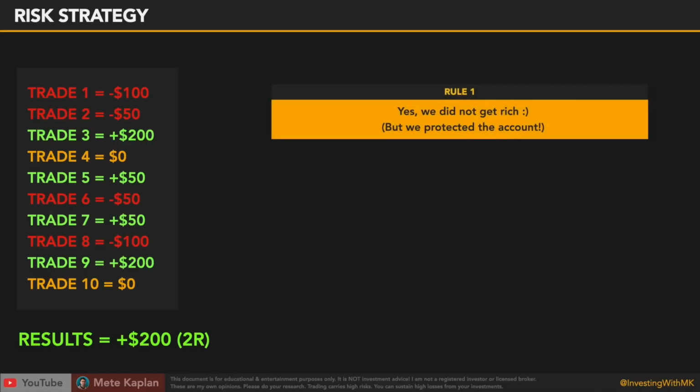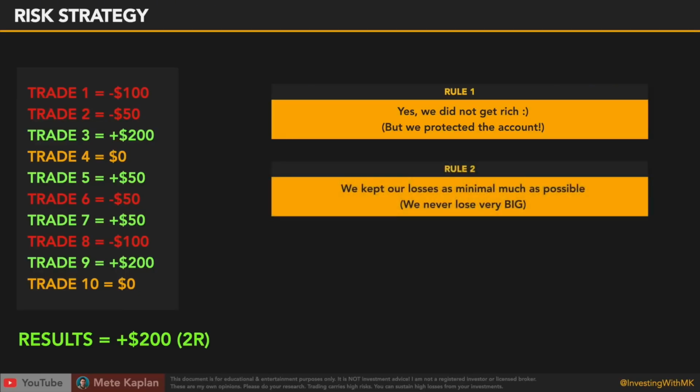Rule number 1. What did we do? As you notice, we did not get rich here. But we learned something here. We learned to protect our account no matter what. Rule number 2. We kept our losses minimal as much as possible. We never lost very big numbers. And we made some profits as much as we could.